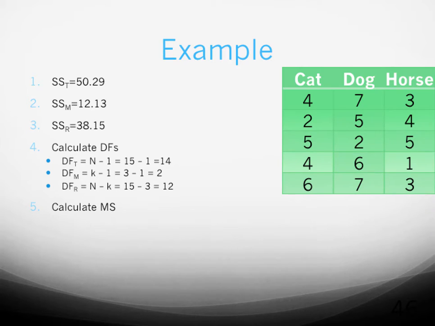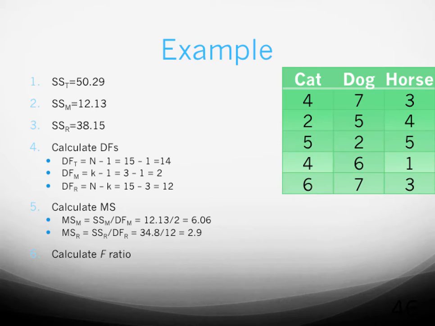Next up, we got to calculate the mean squares. And mean squares are just equal to the sum of squares divided by the degrees of freedom. So for the model, it would be the sum of squares model, 12.13, divided by the degrees of freedom model, which is 2. For the sum of squares residual, it's 34.8 divided by the degrees of freedom residual, which is 12, you get 2.9. And then you just calculate the F ratio, which is the mean square for model divided by that for the residual, which is 2.09.